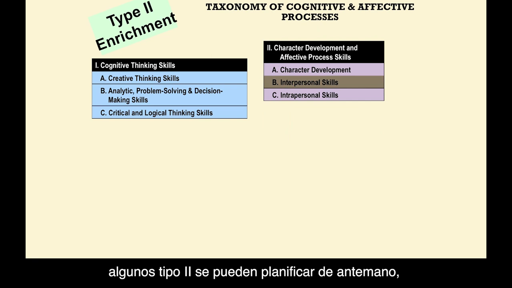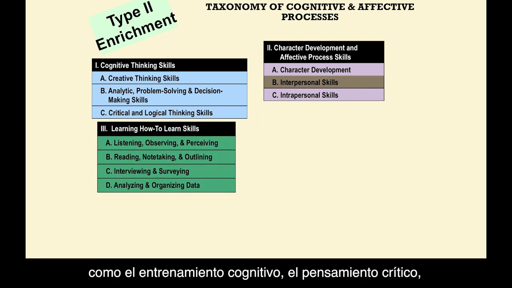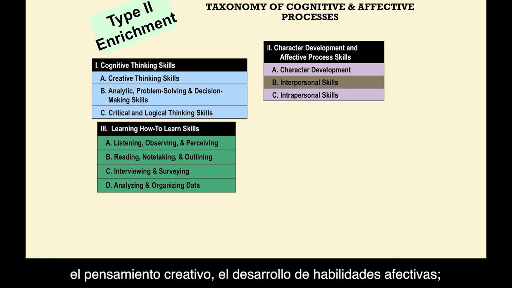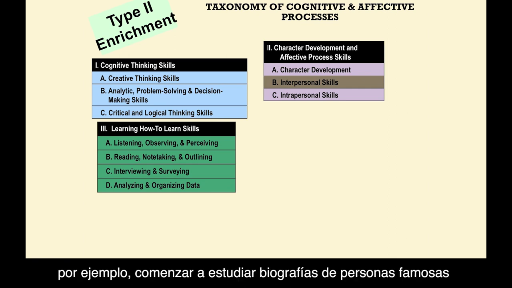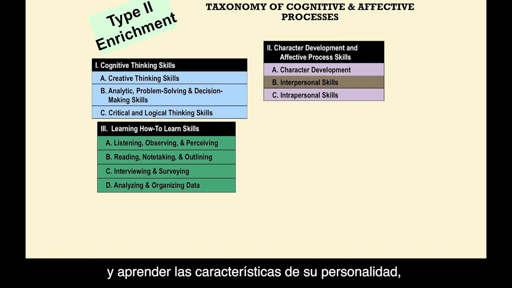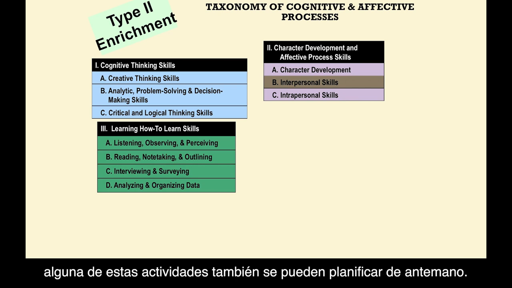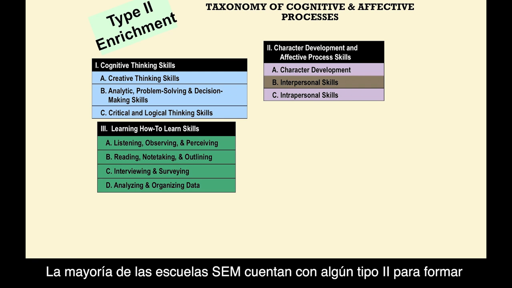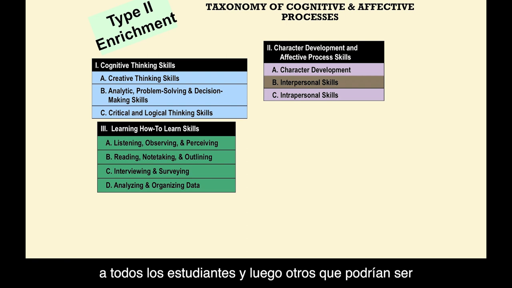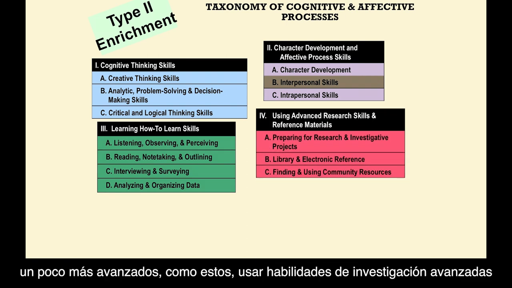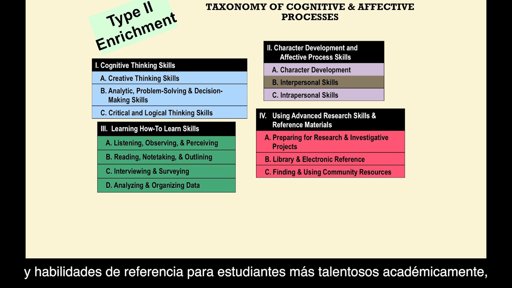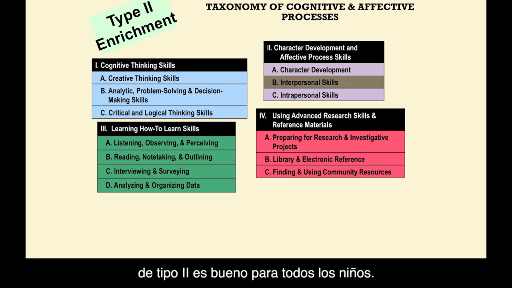Some type 2 can be planned in advance, such as cognitive training, critical thinking, creative thinking, affective skill development, for example, studying biographies of famous people and learning their personality characteristics, learning how to learn skills, listening, communicating, writing, analyzing. Some of these can also be planned in advance. Most SEM schools have some type 2 training for all students, and then some that might be a little bit more advanced, such as this, using advanced research skills and reference skills for our more academically talented students. But again, some of type 2 enrichment is good for all children.